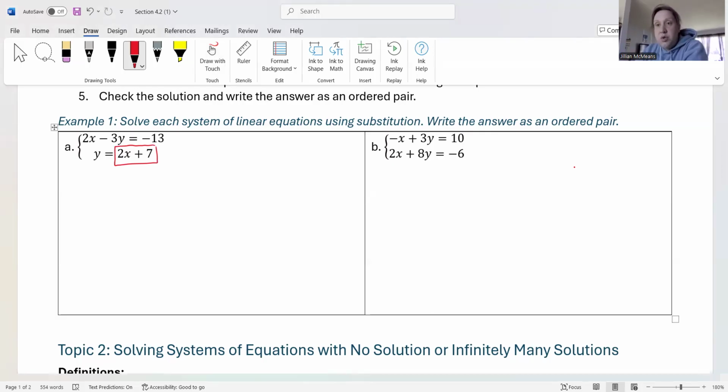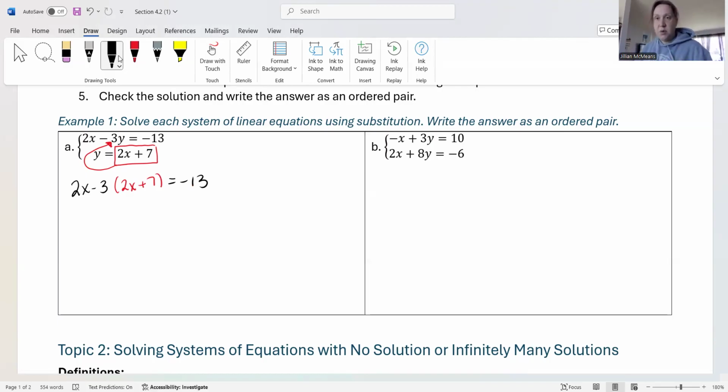So what we want to do with this 2x plus 7, which is equal to y, is plug it into the other equation. So we want to plug it into the first equation here for y. Let's rewrite that first equation. We had 2x minus 3, but remember, y is 2x plus 7, and then that equals -13. So here you can see that substitution that has taken place.